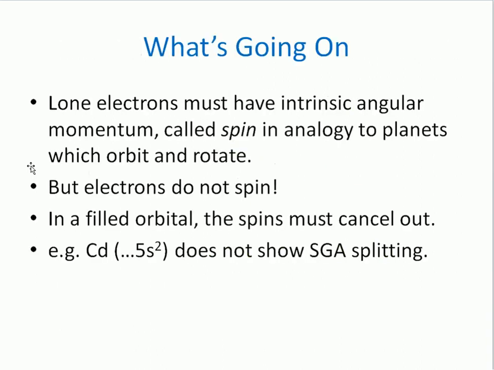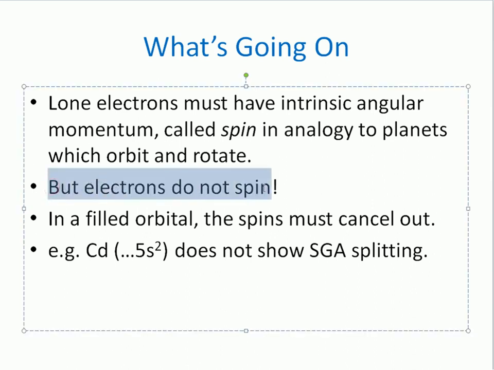Well, lone electrons then must have some extra, what we call intrinsic angular momentum, and it's typically called spin because when a planet goes around the sun, it has orbital angular momentum, but it's spinning on its own axis, and that's usually called spin angular momentum. But I have to emphasize this point: electrons do not spin. It's actually a quantum effect.